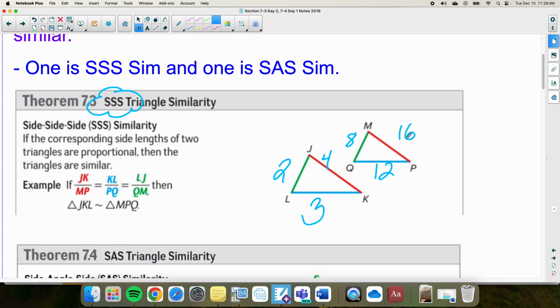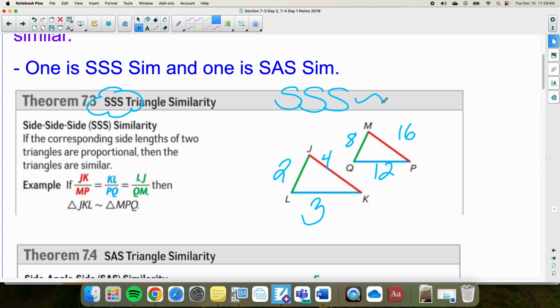Because they're all really what? What did I do with each of these? I multiplied them by 4. And when that's the case and you look at that, you could just automatically say, yes, they're similar by, and we write this one as side, side, side, sim.